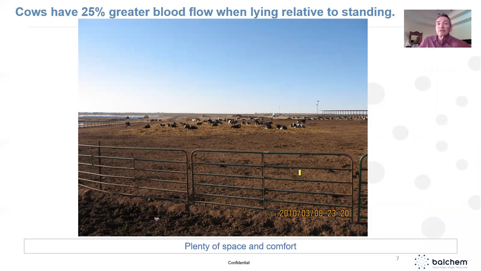Cow comfort. You got to make sure all the cows have plenty of space and comfort. Cows have 25% greater blood flow to the mammary gland when they're lying down relative to standing. That's why we want to give them plenty of space, plenty of comfort. I think this is a great illustration. You look around here at this straw that they put in this open lot. Where are the cows lying down? They're all where it's a little bit more comfortable. It's drier, it's cleaner, it's just more comfortable.